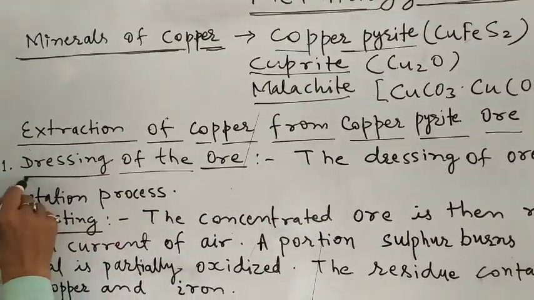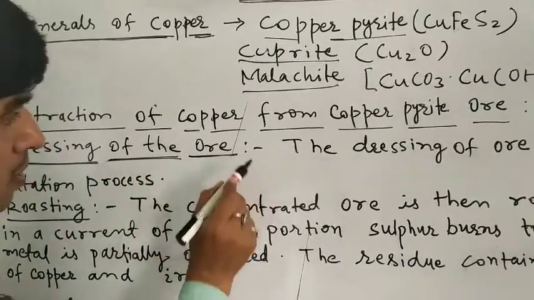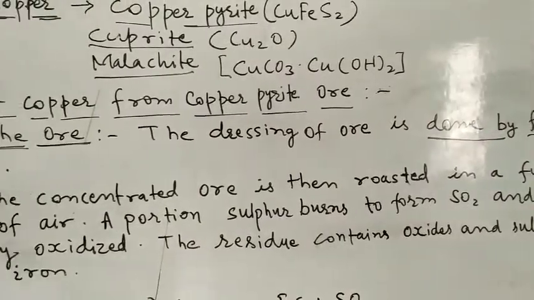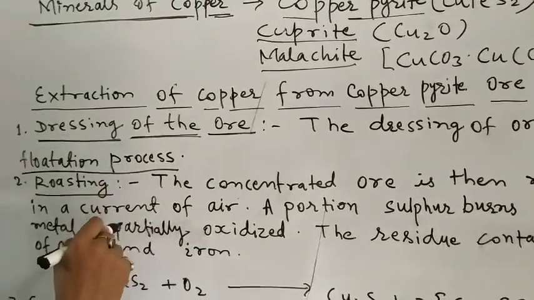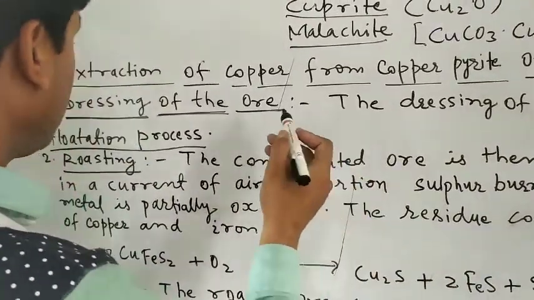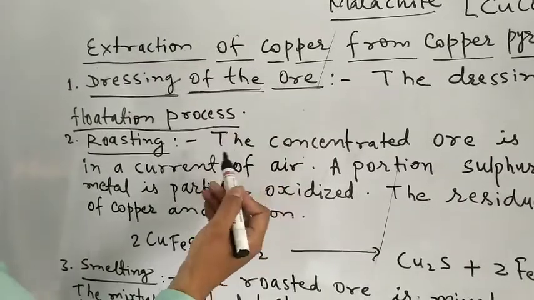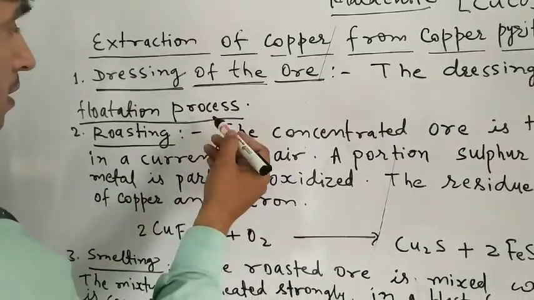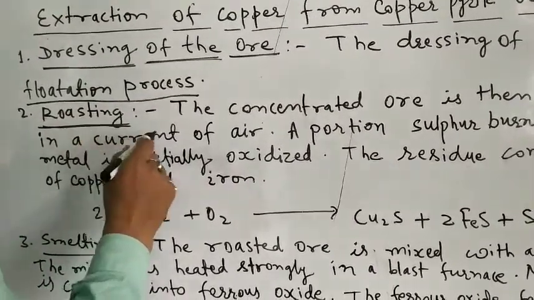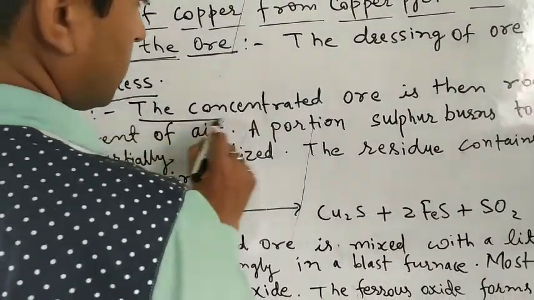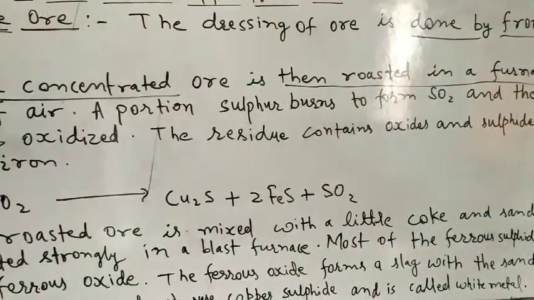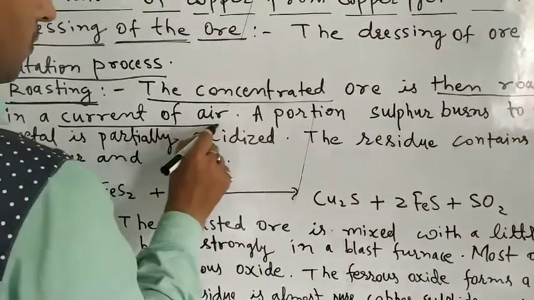In this process, the first step is dressing of the ore. The dressing of ore is done by the froth flotation process, in which minerals or ore are separated with the froth. After enrichment or dressing, the enriched ore is roasted. The concentrated ore is roasted in a furnace in a current of air.